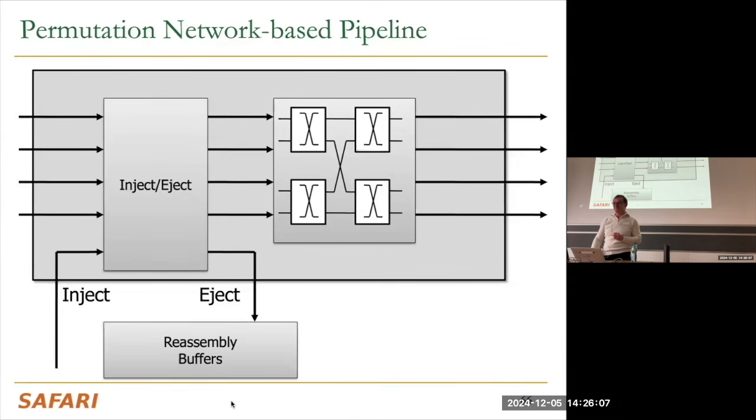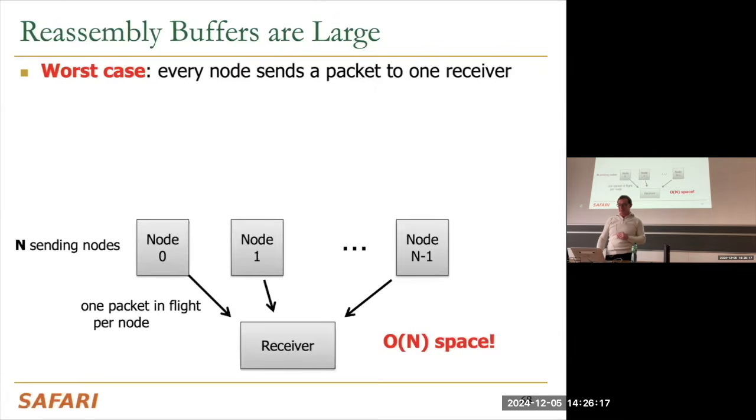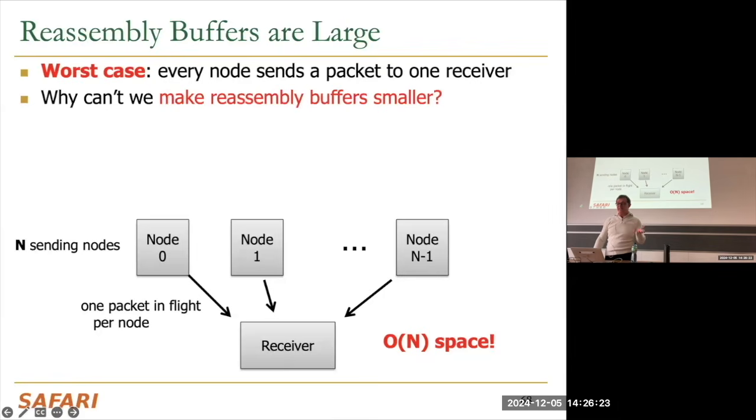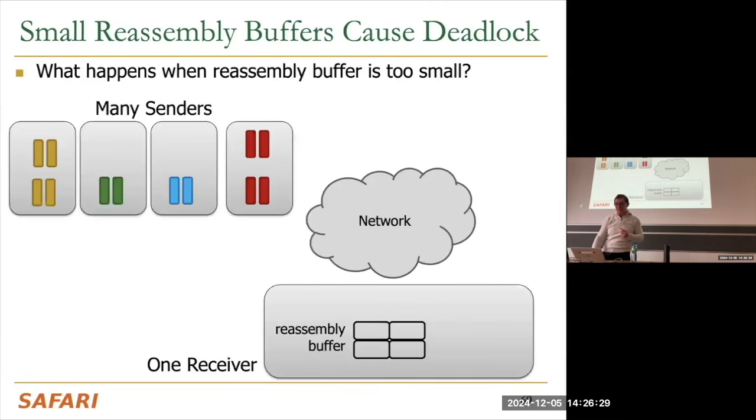Okay. Let's talk about reassembly buffers. Essentially, these buffers are large because in the worst case, every node needs to send a packet to one receiver. And if you think about n sending nodes, you need O(n) space in the receiver, right? And we cannot make reassembly buffers smaller because if it's too small, you can cause deadlock. Let's take a look at that issue.